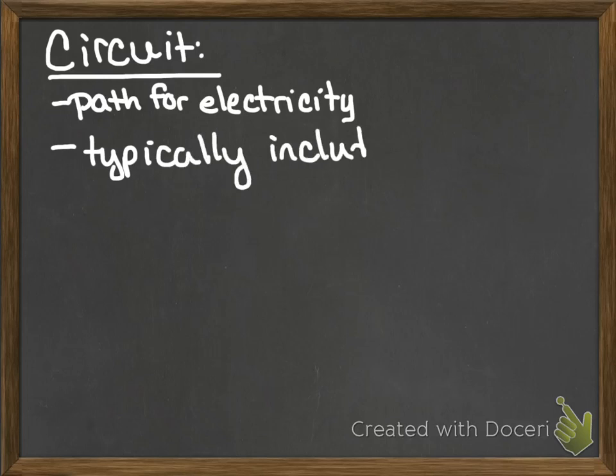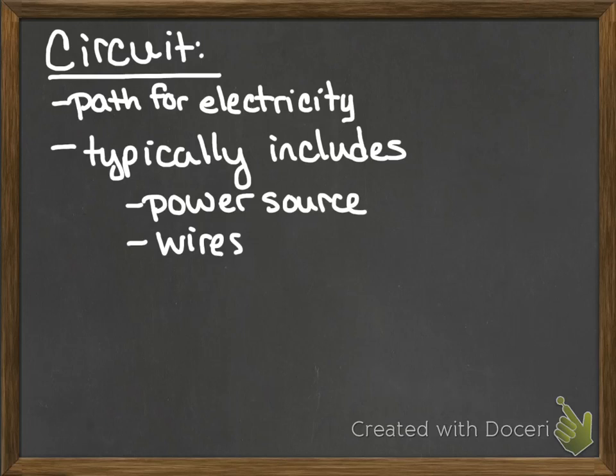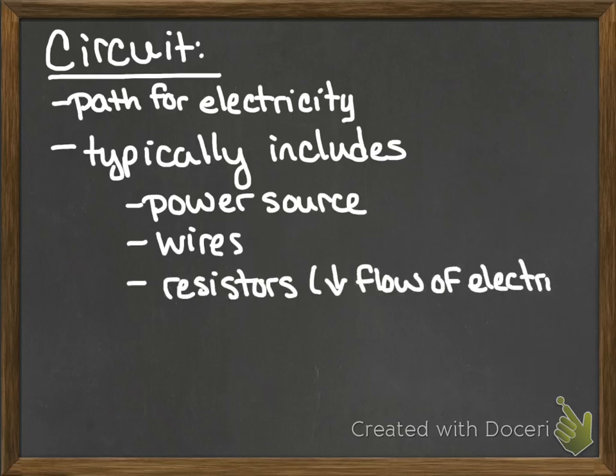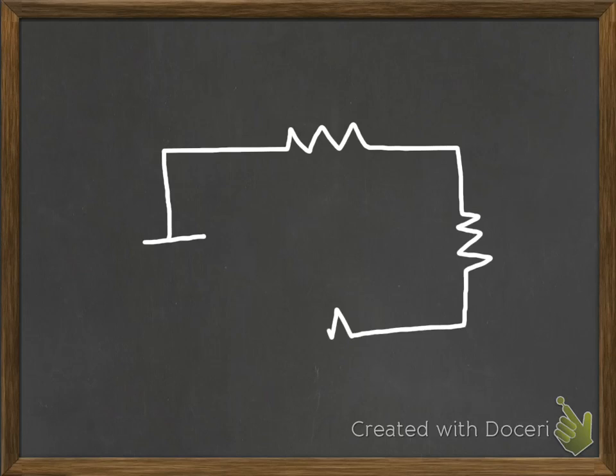So the typical things that are included in a circuit are a power source, normally a battery, some wires to carry the electricity, usually some resistors, which decrease the flow of electricity, and we'll talk about those later, and typically some lights, at least in the circuits we use here. So let's look at a typical example of a circuit.